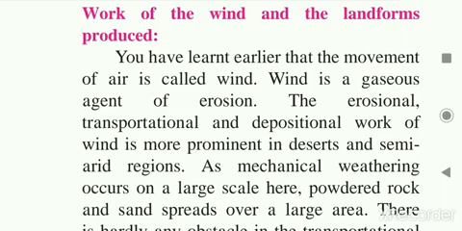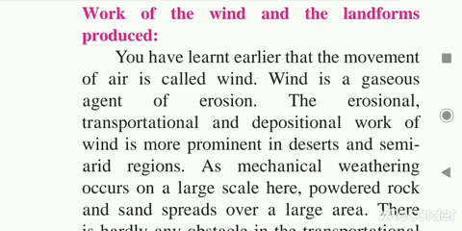See, in the previous standard you already learnt about the air. What is the air? The movement of air is called wind. The movement of air is called wind, and wind is a gaseous agent of erosion. The erosional, transportational, and depositional work of wind is more prominent in desert and semi-arid regions.